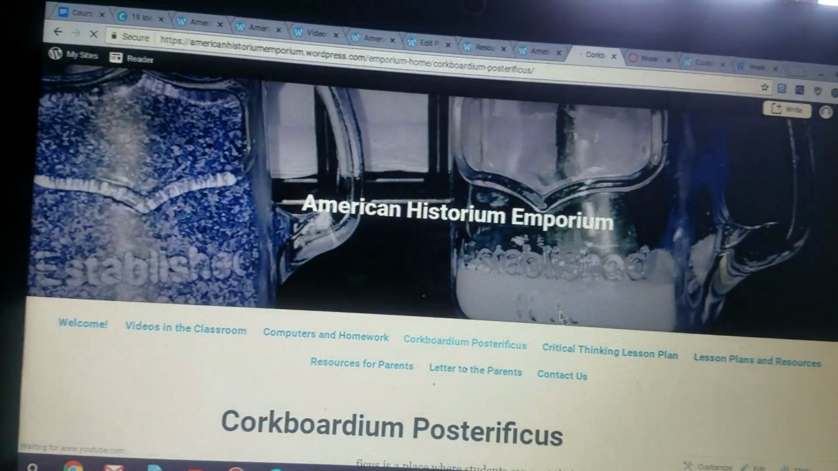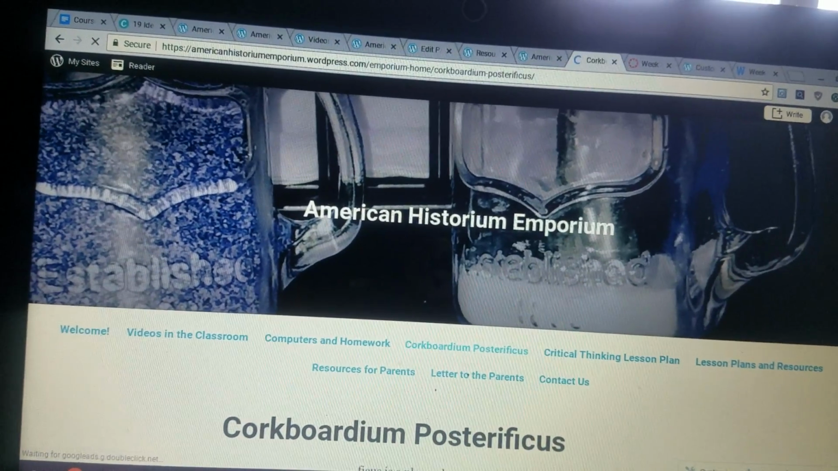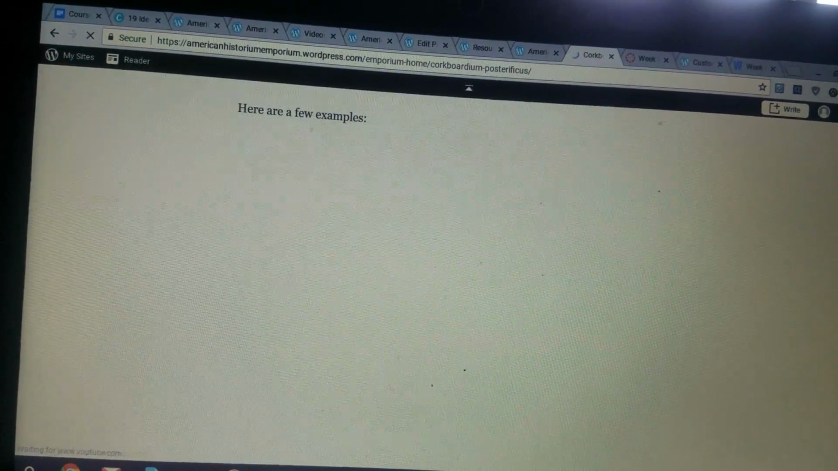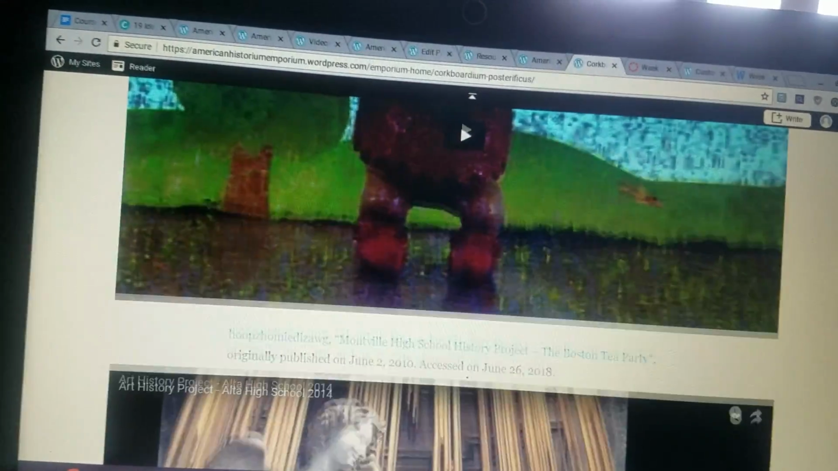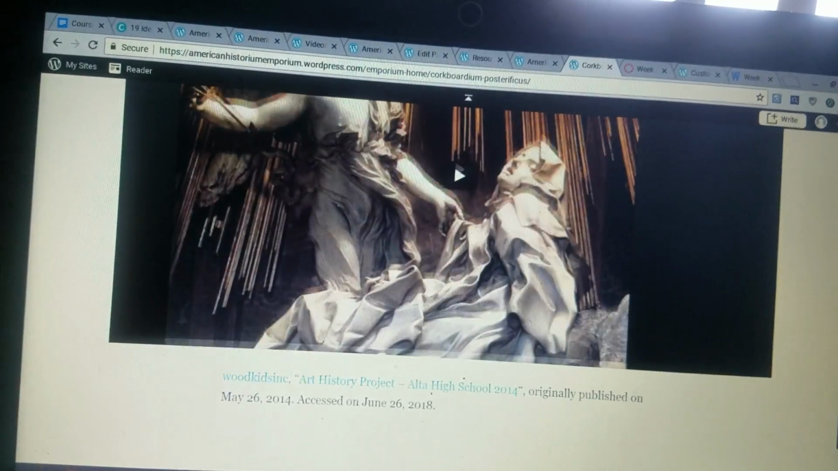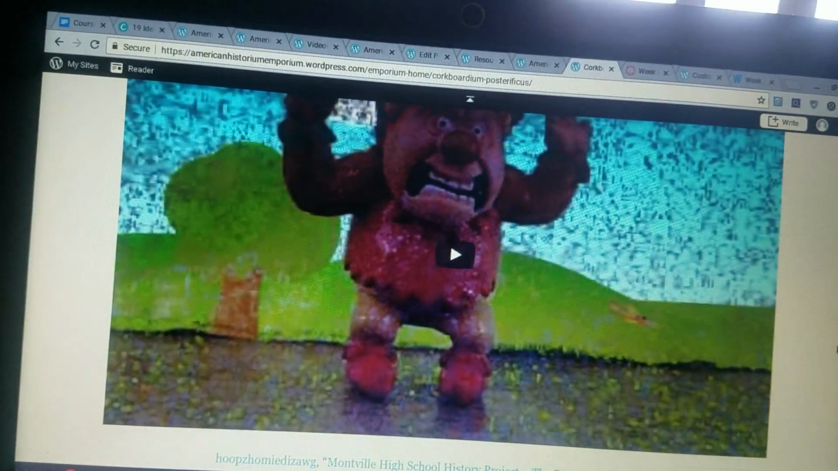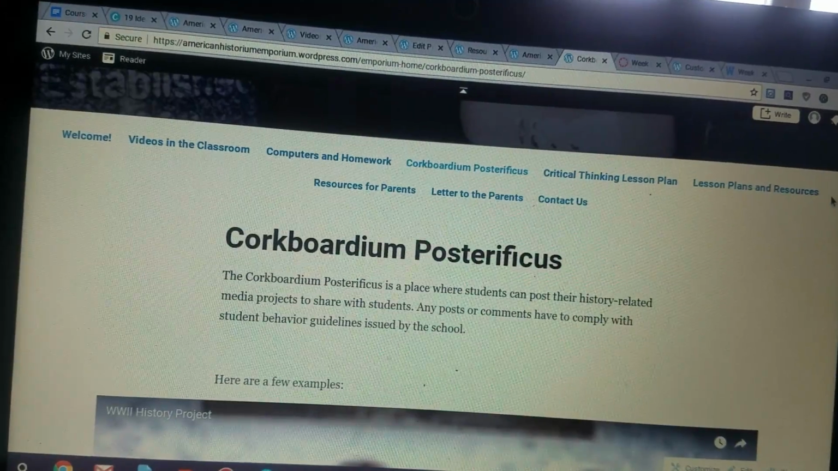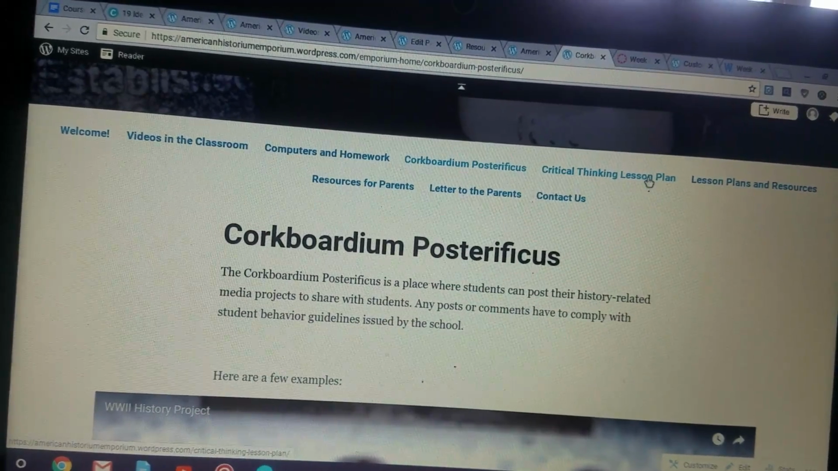Emporium Posterificus is a corkboard, digital corkboard, so that students can share examples of their videos with each other. So let's say I have students that are working on a project. Maybe they want to get critiqued, so they would post it there. Or if they're just doing something for fun, they can share it.